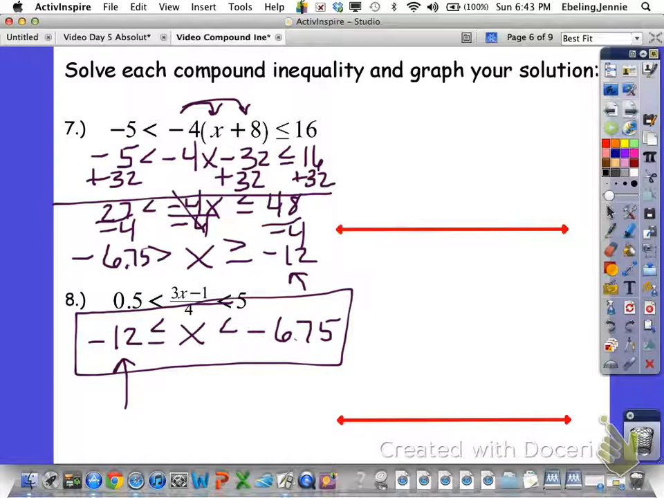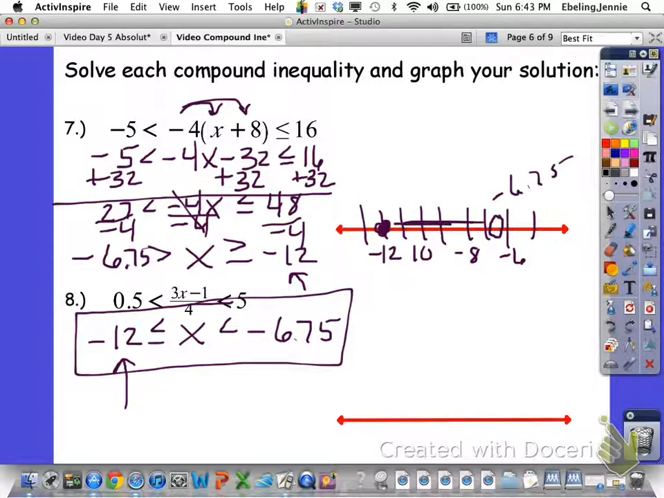So when I go to graph this, let me put some dashes on my number line. Let's make this -12, that would be -10, -8, -6. So when I go to graph this, I want to close circle at negative 12. I want to open circle at negative 6.75, so around in here somewhere. And then I shade in the middle because x is sitting in between the two.